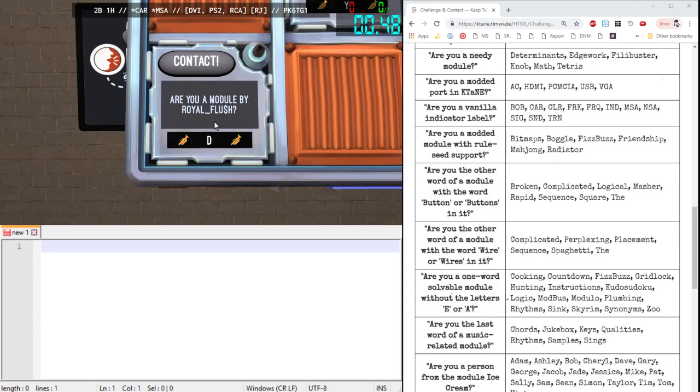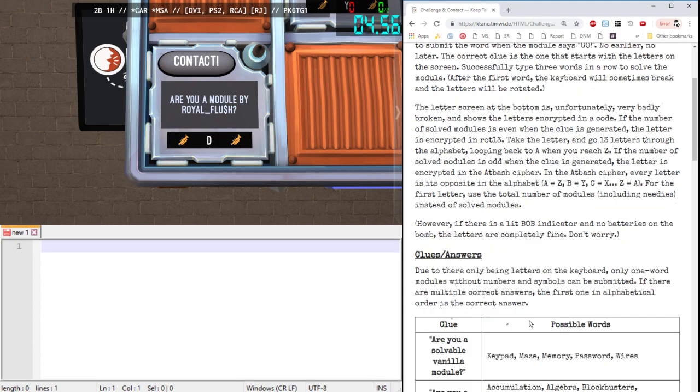Okay, module by royal flush. This is the first letter. So since it is the first letter, we're going to use the total number of modules. That's 2, it's even, so we use Rot 13. D is 4, plus 13 is 17, is Q. Oh crap, quintuples again.